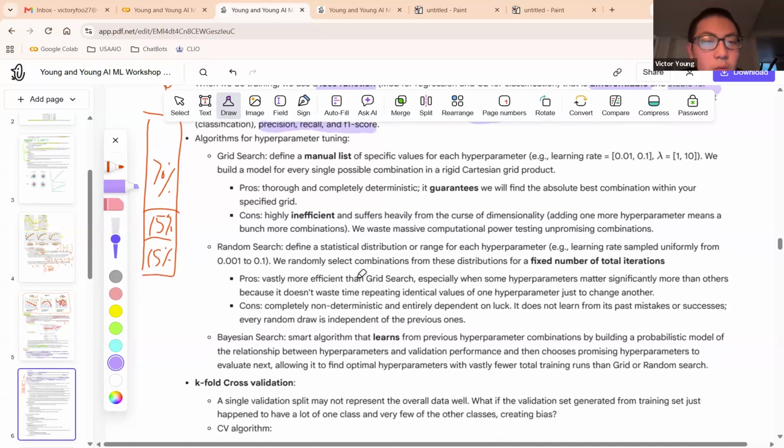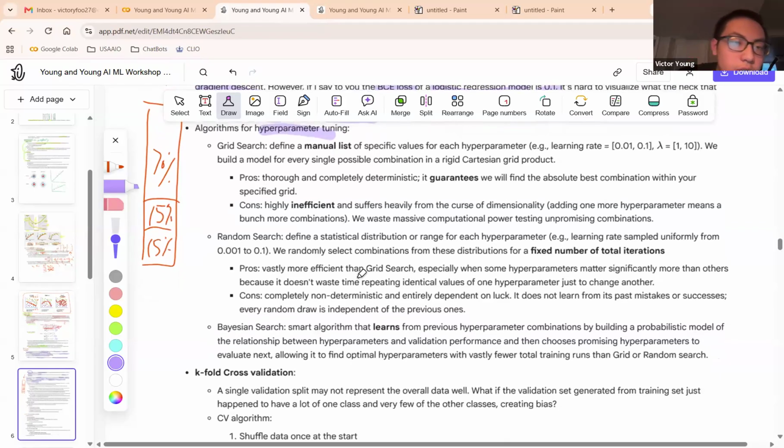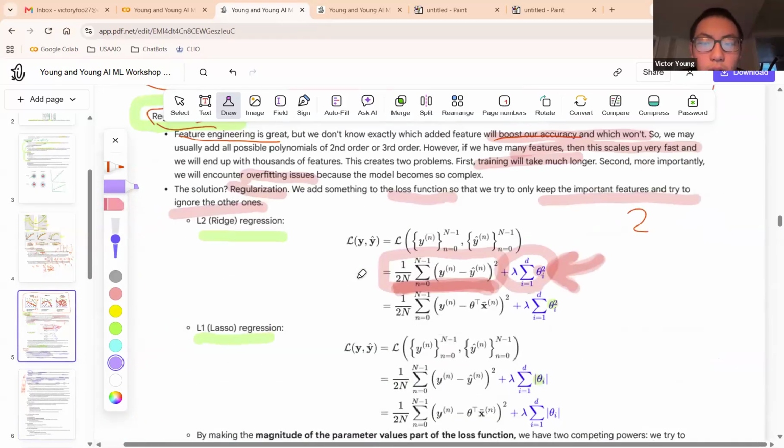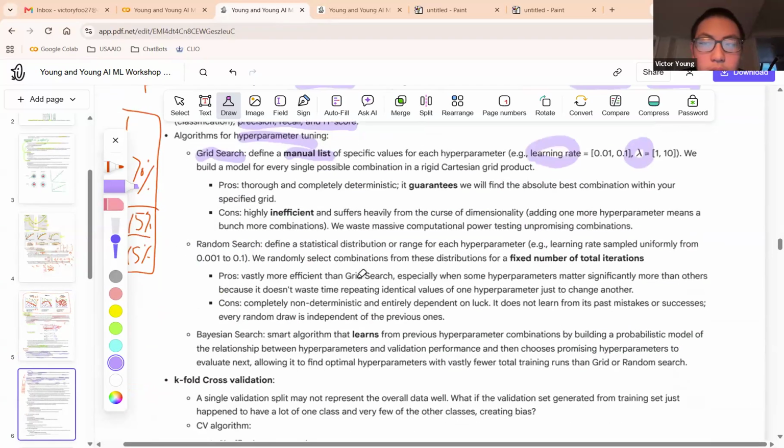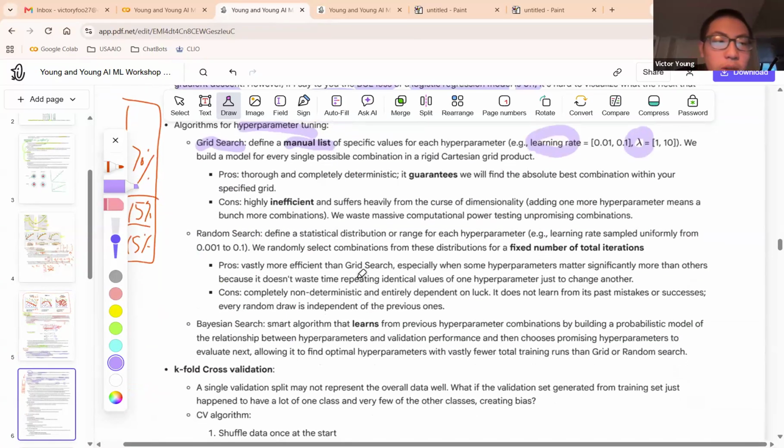So now let's talk about a few algorithms for hyperparameter tuning. The first is called grid search. Grid search is where we define a manual list of specific values for each hyperparameter. And we might have many. For example, learning rate is a hyperparameter, and the regularization term that we learned up here, that's also a hyperparameter. So for example, I'm going to say, oh, let's try learning rate of 0.01 and 0.1, and let's try regularization strength of 1 and 10.